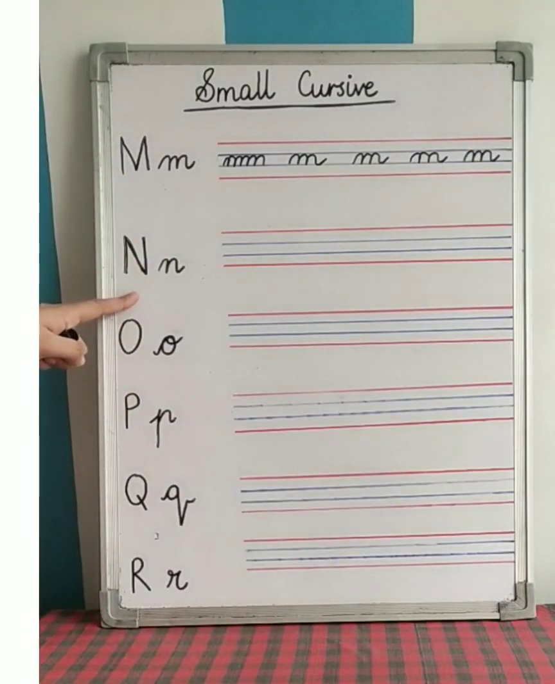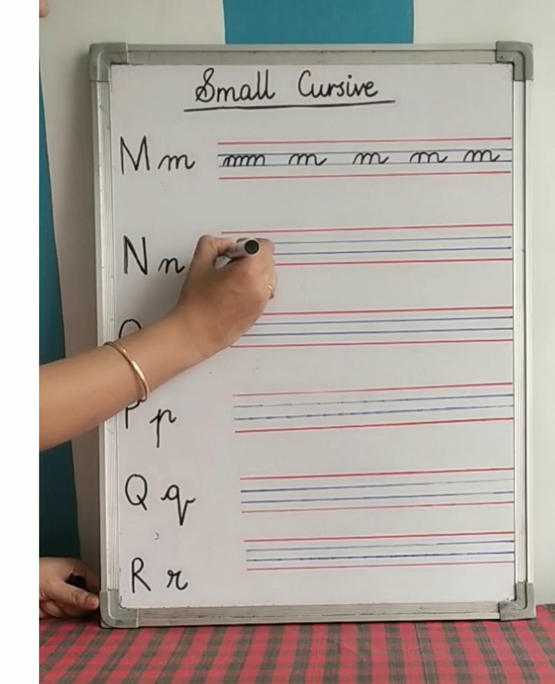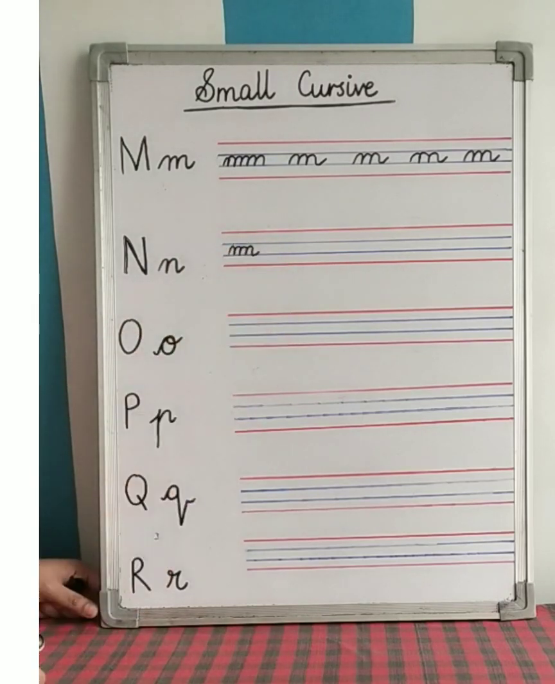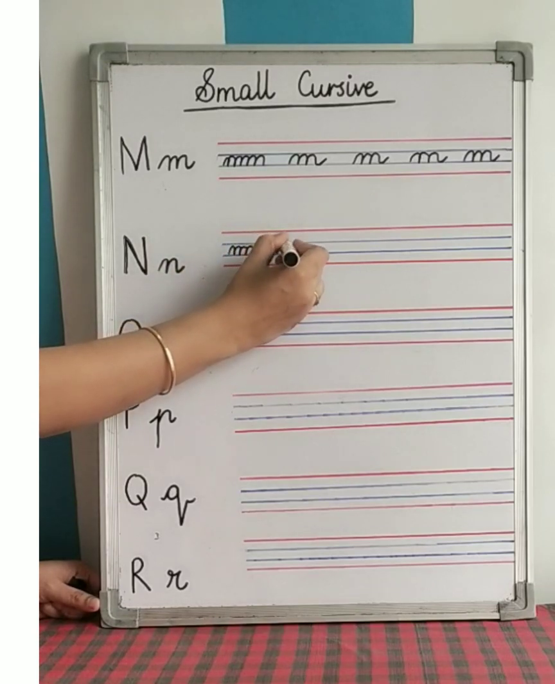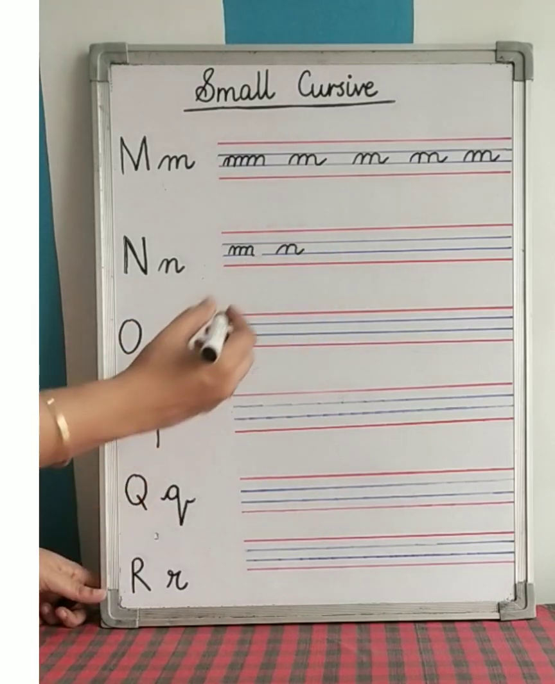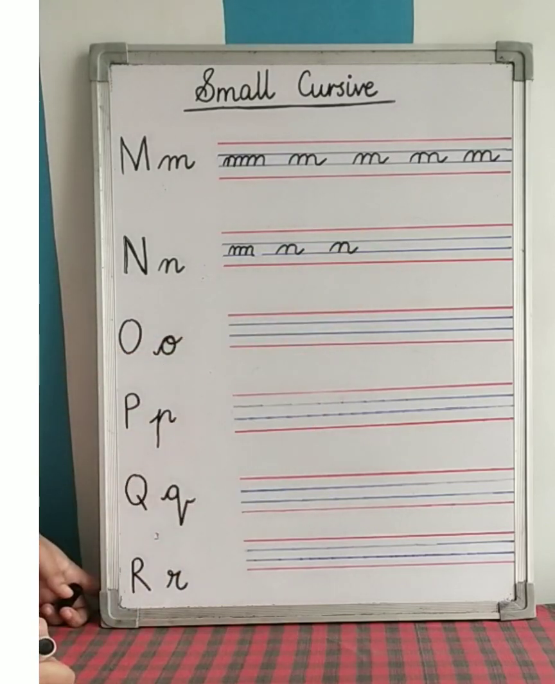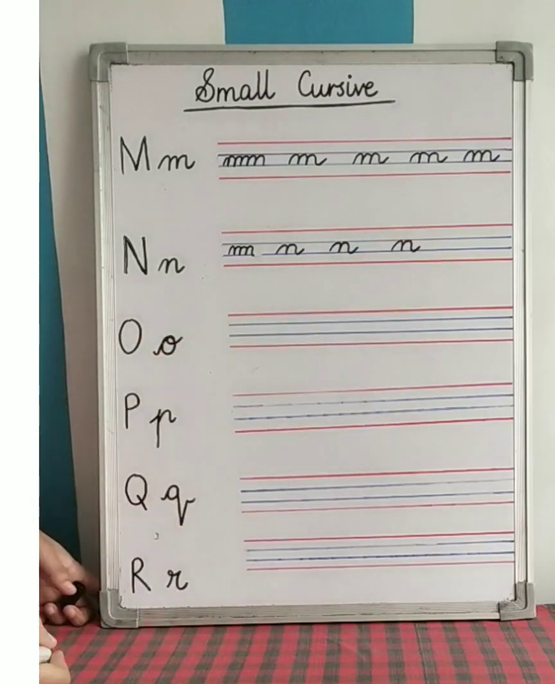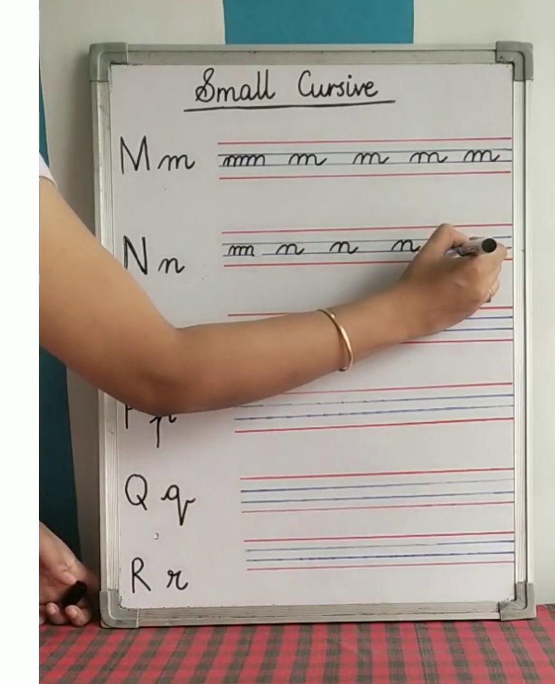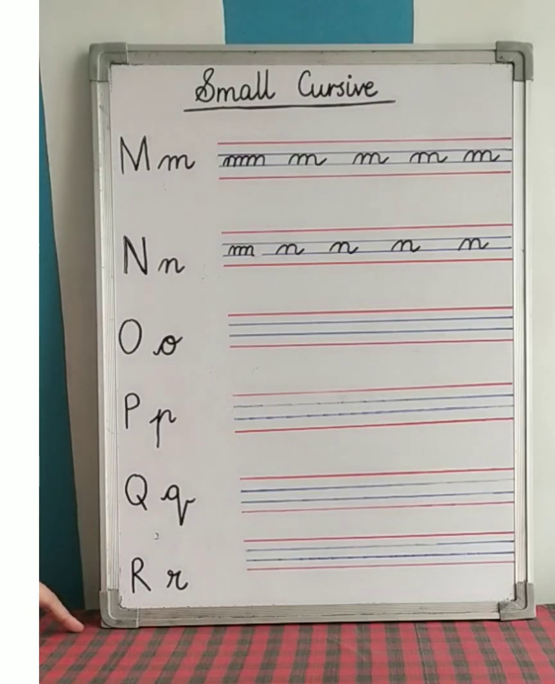Now the next letter is small cursive N. So students, N is again based on the pattern like M. Here we just have to repeat the pattern only for once. Only once we will write the pattern and the N is done. Like this. Like M, N will also end with a small tail facing upwards like this.